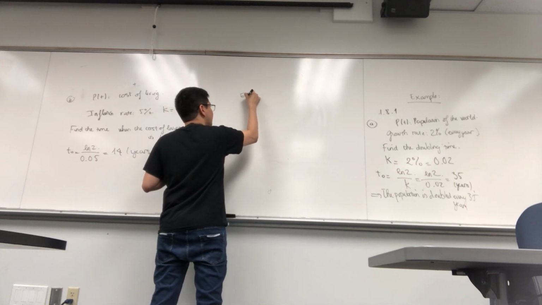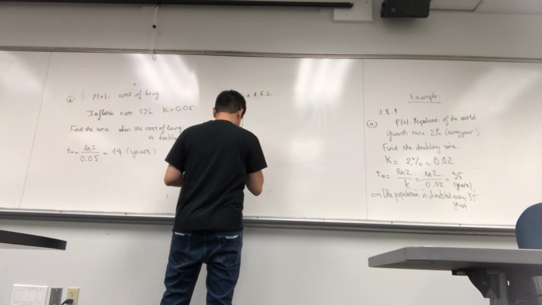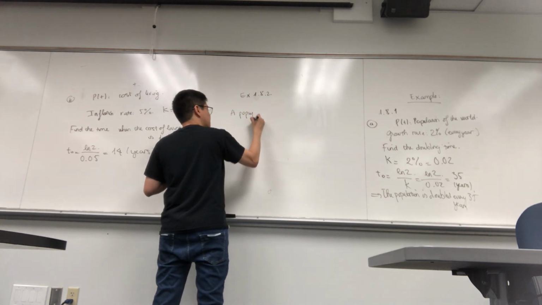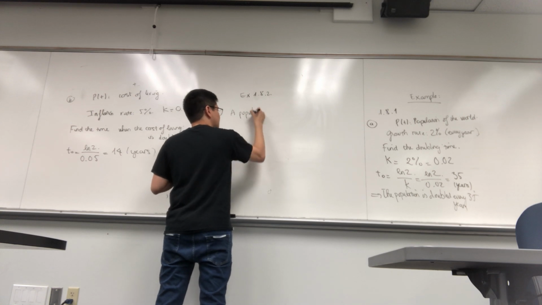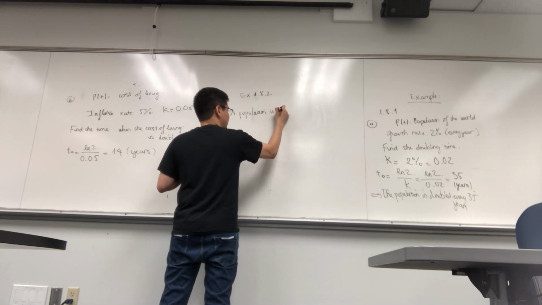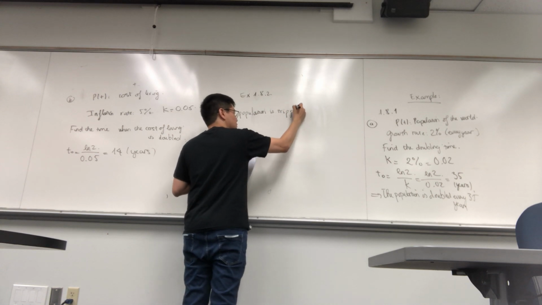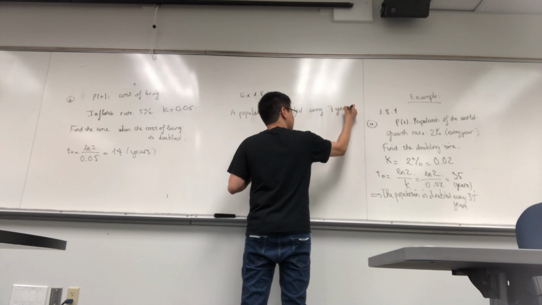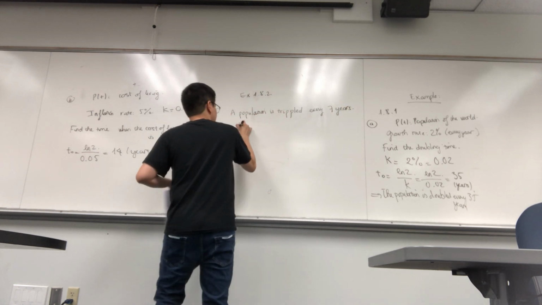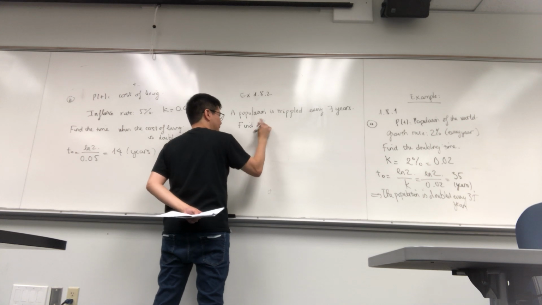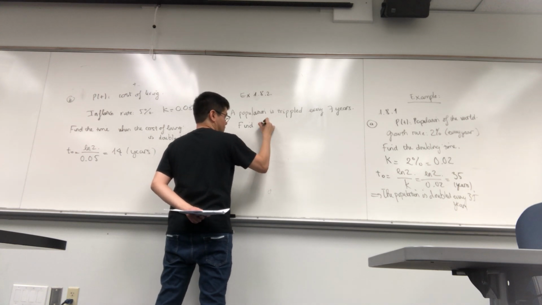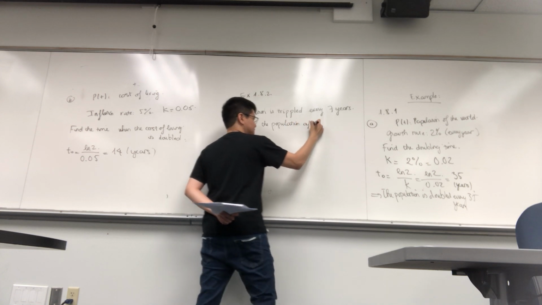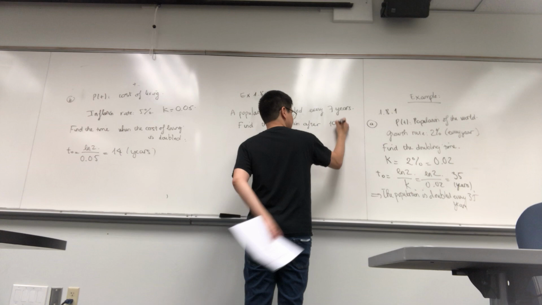So example 1.8.2. A population is triple every 7 years. We have to find the population after 10 years.